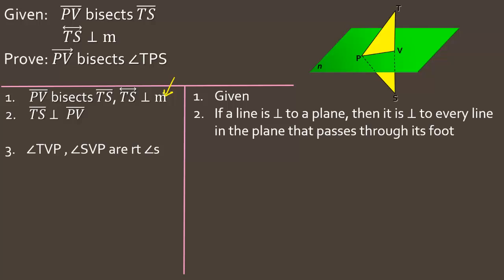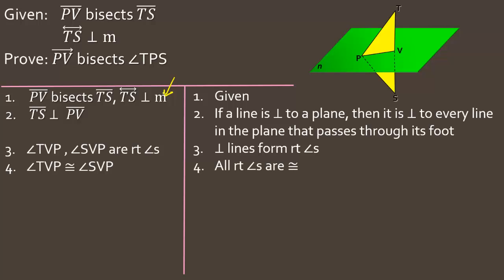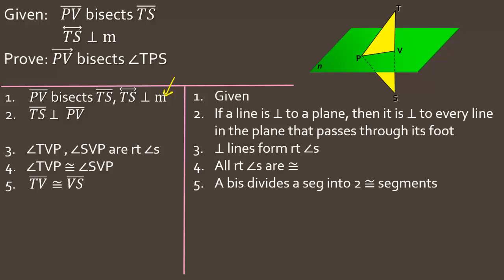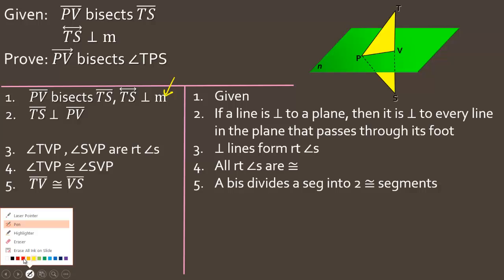So then we can say that angles TVP and SVP are right angles because perpendicular lines form right angles. We could then say that those two angles are congruent because all right angles are congruent. We could say that TV is congruent to VS because a bisector divides a segment into two congruent segments. So let's go ahead and mark up the diagram.